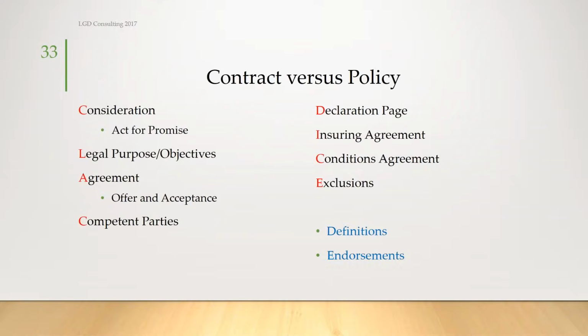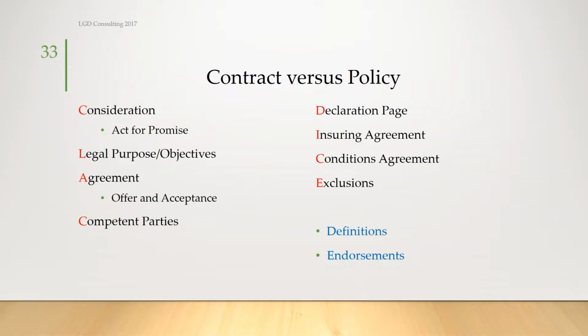Contract versus policy. A contract is part of contract law, and we have four parts. Just think of a contract as clack, clickety clack. Consideration is an exchange of value, and for insurance, it's an act for a promise. Now, the clients do the act of filling out the application and paying the premium, and the insurance company is going to give a promise to pay should they suffer loss according to the terms of the contract. So that's our exchange of value.